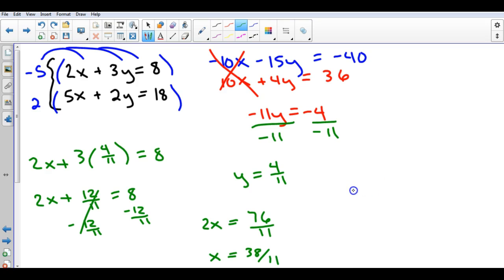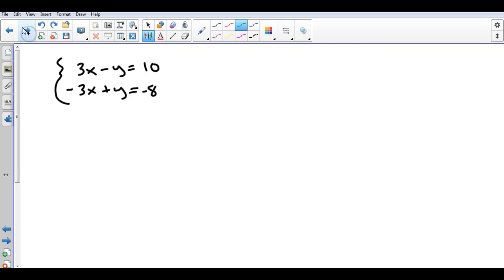So I got a really ugly answer. My x-coordinate is 38/11, and my y-coordinate is 4/11. But that's okay. This is just a really extreme example. It's a very, very difficult problem in the sense that you had to multiply both of your equations so that one of your variables would eliminate, and we also had to deal with the fractions. So don't just run away from the fractions and the decimals. A lot of real-world applications are going to have decimals and really not nice numbers. So this is just an example of one.